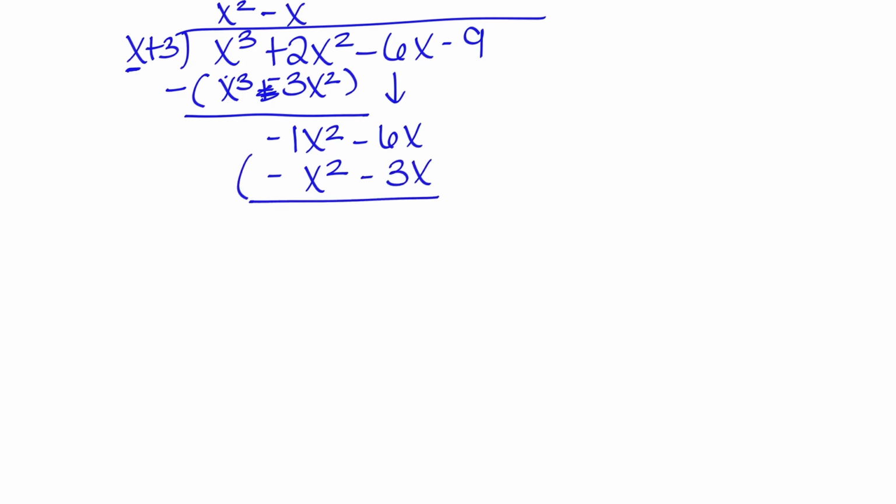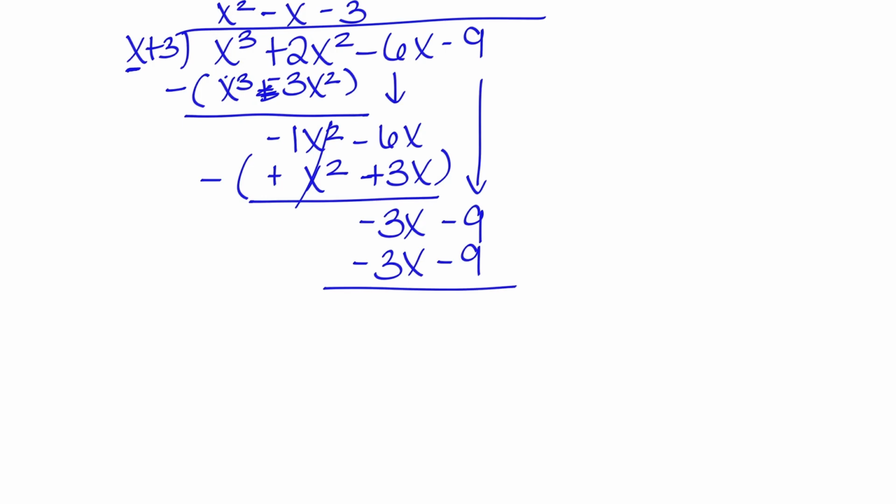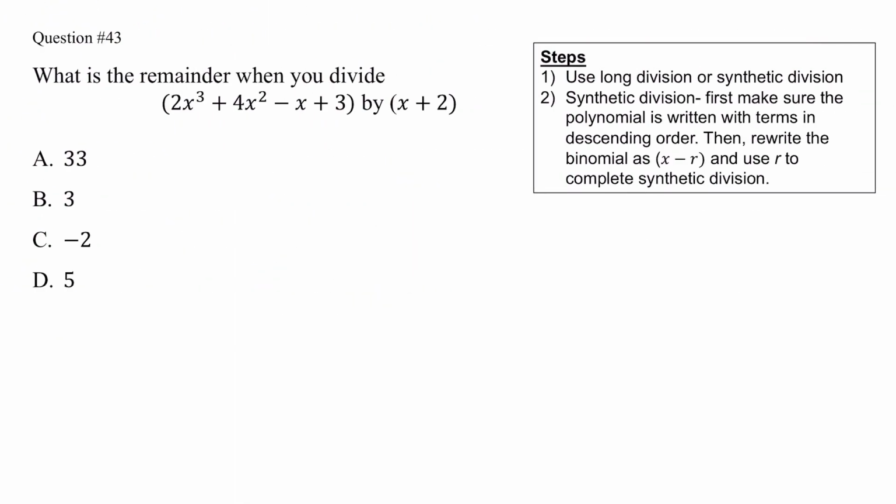Okay, so I'm subtracting. So what I'm going to do is switch these signs. These two cancel. Negative 6x plus 3x is going to be negative 3x. And then I bring down this minus 9. X times negative 3 is negative 3x. So I have negative 3x plus 3 times negative 3 is minus 9. Okay, so I'm subtracting. So I'm going to switch these signs and end up with 0. So that is how you do long division if you prefer to do long division.